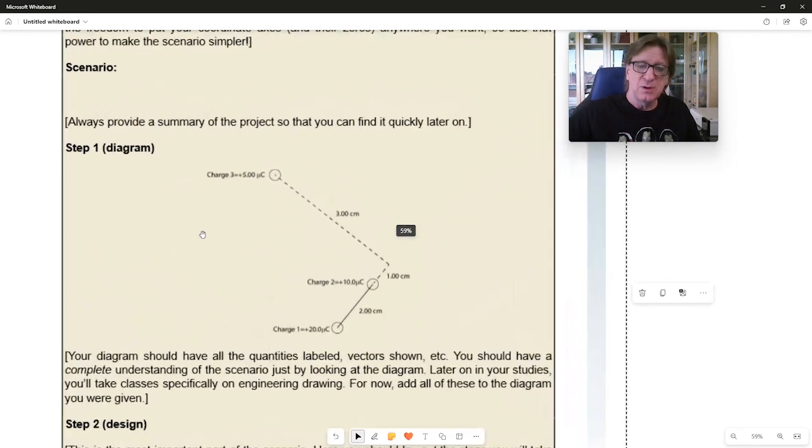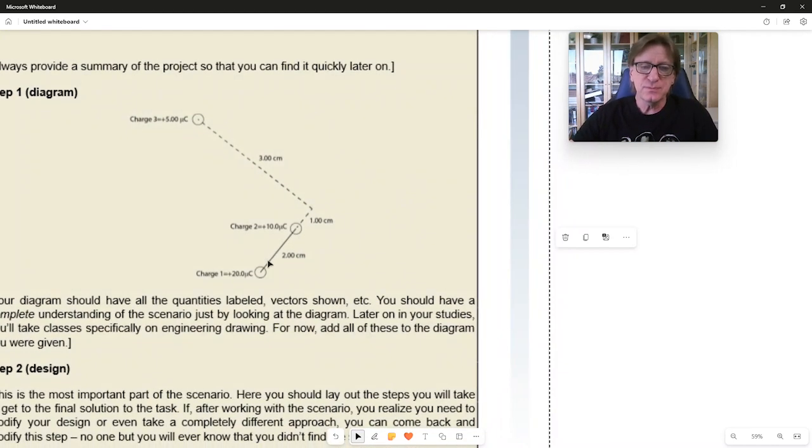Yeah. So here I've got an arrangement of charges. I've got a 20 microcoulomb charge here, a 10 microcoulomb charge here, and a 5 microcoulomb charge here. I want to find out what is the electric force at this position due to charge 1 and charge 2.